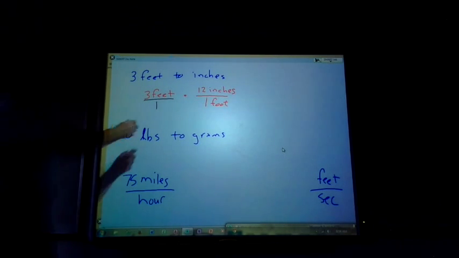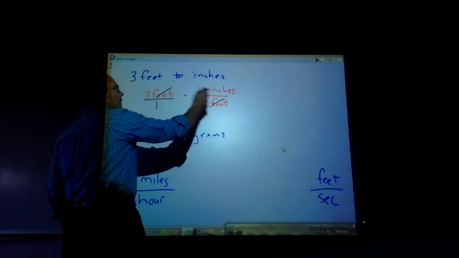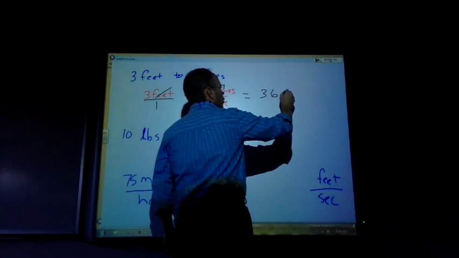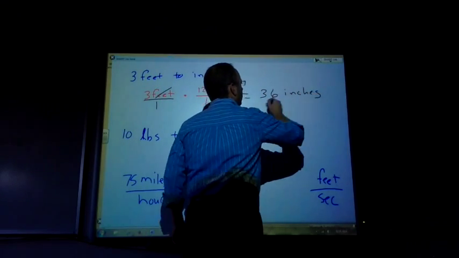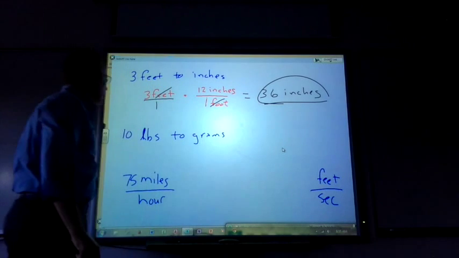All right, so feet cancel with feet. 3 times 12, I get 36 inches. That should have been pretty quick.